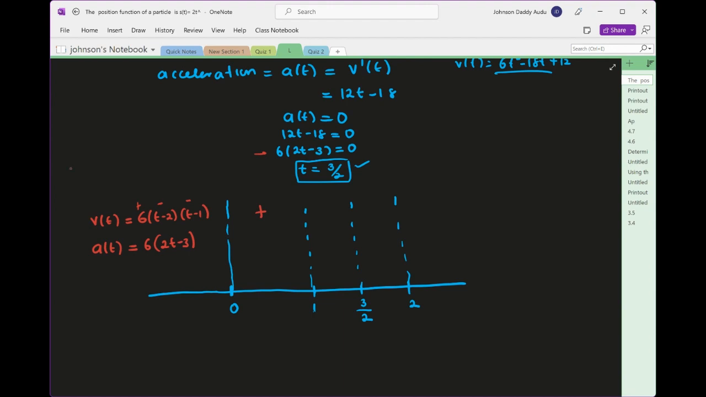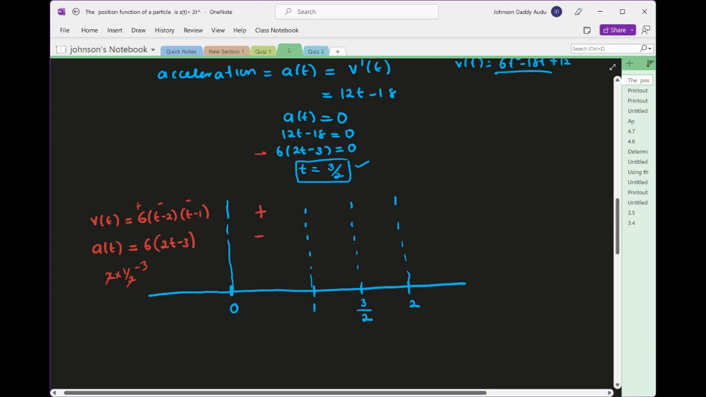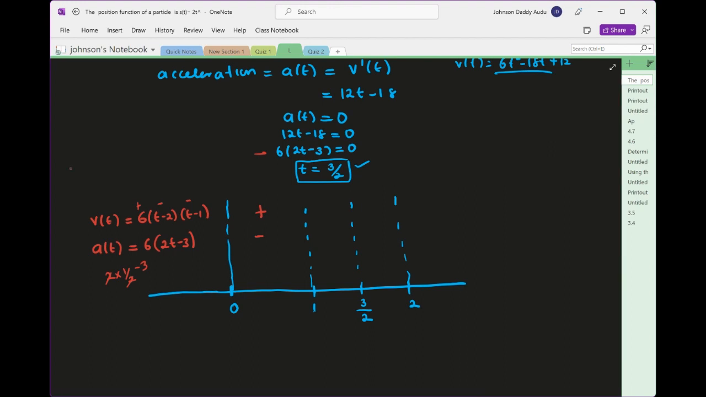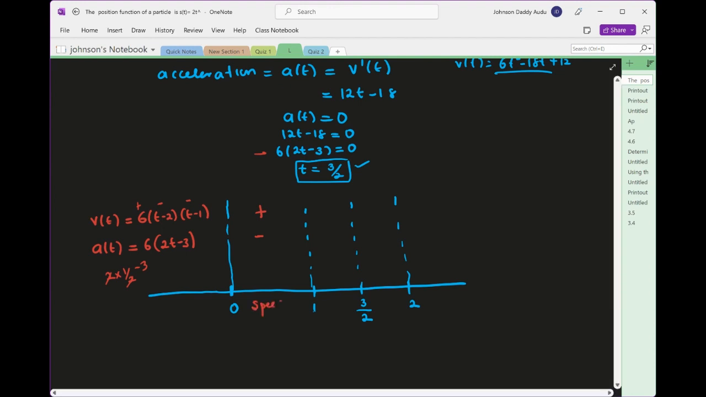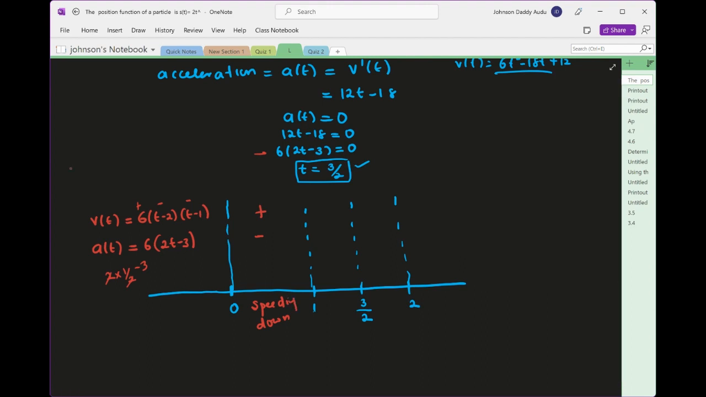Now put that same 0.5 here. Here you have 2 times 0.5, which is the same thing as 1, minus 3. So this will be negative. So you can see that here the velocity is positive. The acceleration is negative. They have opposite signs. So it means in this interval what you have is speeding down.